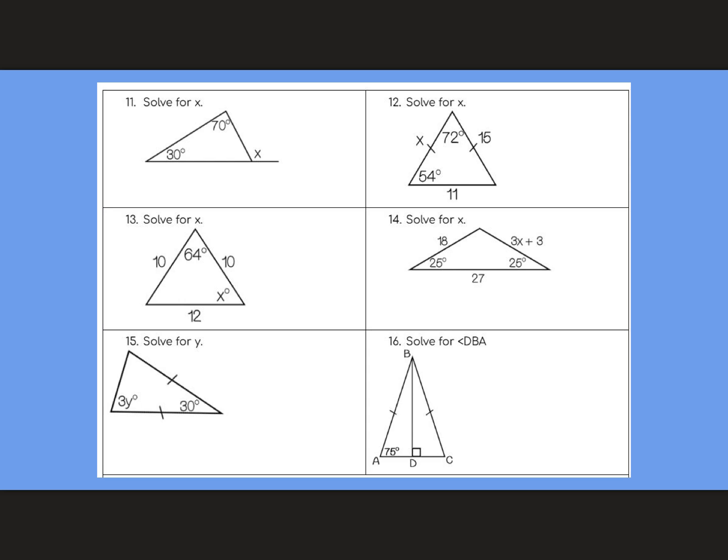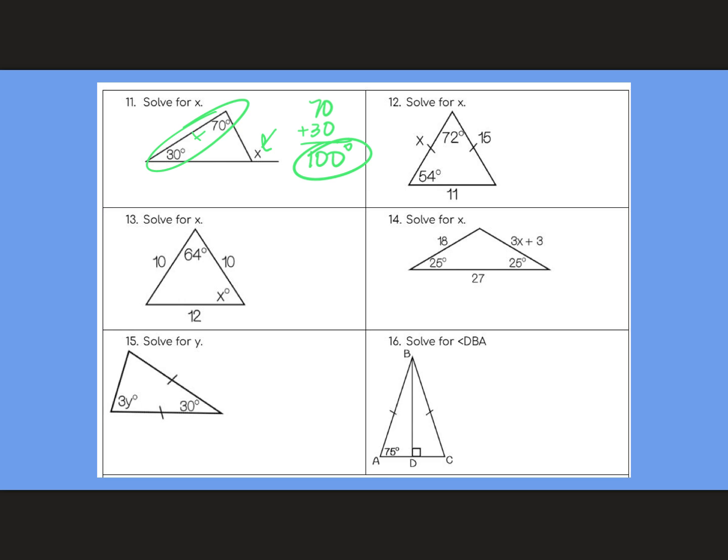Now for 11. So on 11 here, you'll see that you have an exterior angle hanging out right here. So just remember, exterior angles equal the sum of the remote interior angles. So this one is just 70 plus 30. So x is 100 degrees.